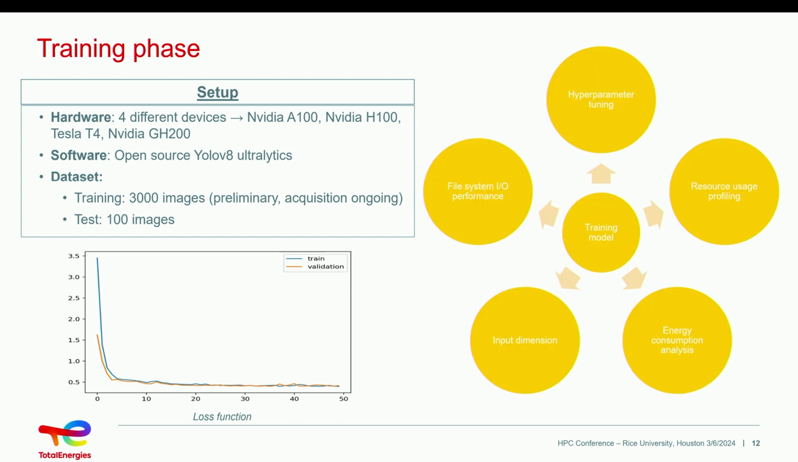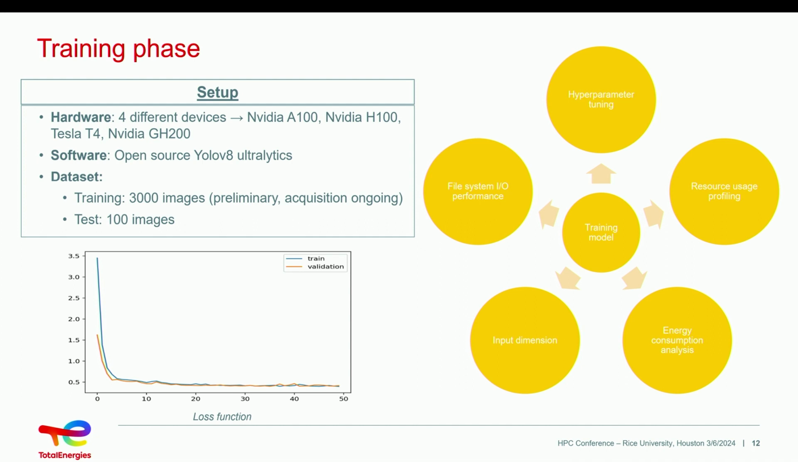And during your model training, there are some important things to look at, such as your resource usage. Are you correctly using the resources of your device? Also, the energy consumption is an important parameter to look at. Also, the input dimension of your image can have an impact on both performance and accuracy.